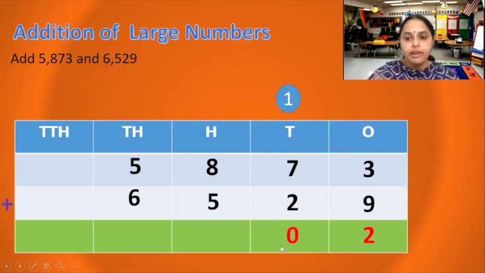0. So we will write 0 here. And the tens place number will always be given as carry forward to the next place value.